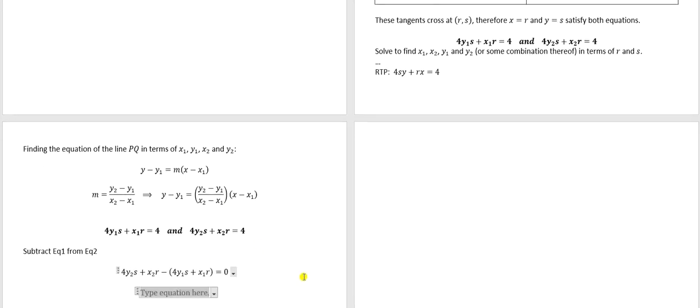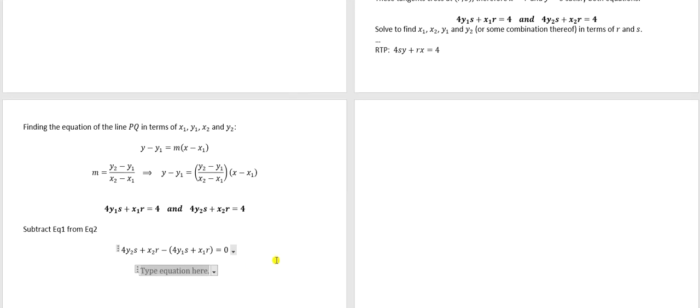The 4's cancel out on the right hand side. The other nice thing about this is that we can start pulling out common factors. 4s times y2 minus y1. This is now starting to look helpful. r times x2 minus x1. And that whole thing equals 0. Now we're very nearly there. What we need now is 4s times y2 minus y1 equals minus r times x2 minus x1.